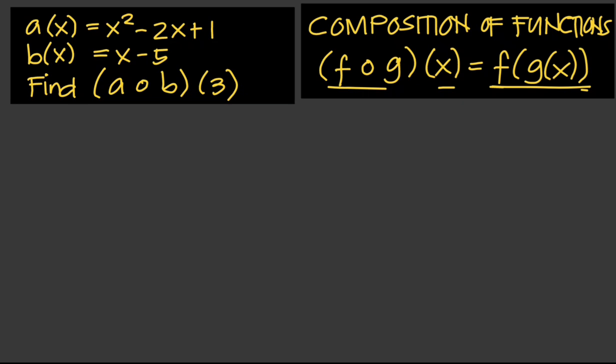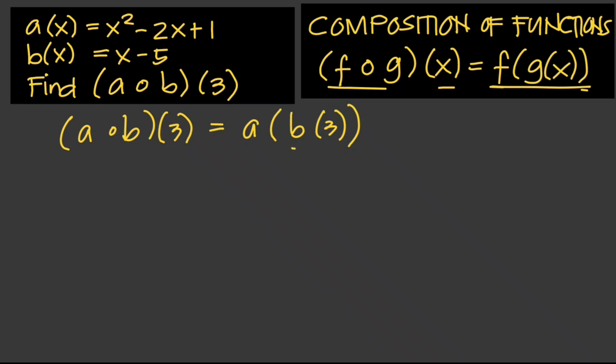Say for example, we're given here a of x equals x squared minus 2x plus 1, and then b of x equals x minus 5. Then we find a of b of 3. So all we have to do is we evaluate the inner function first, which is the b of 3. So that is a of b of 3.